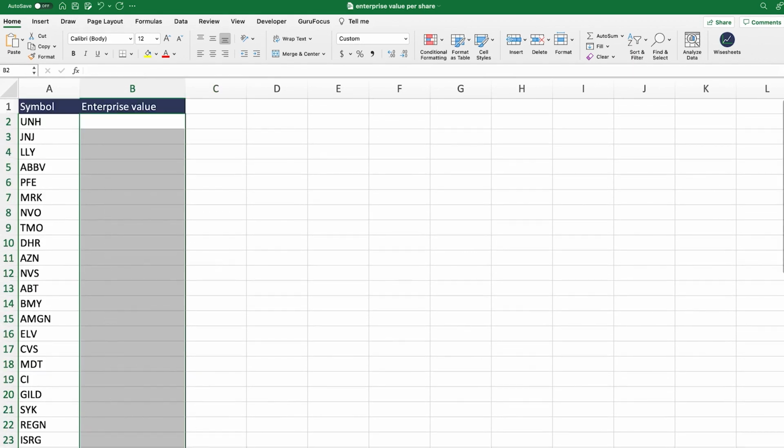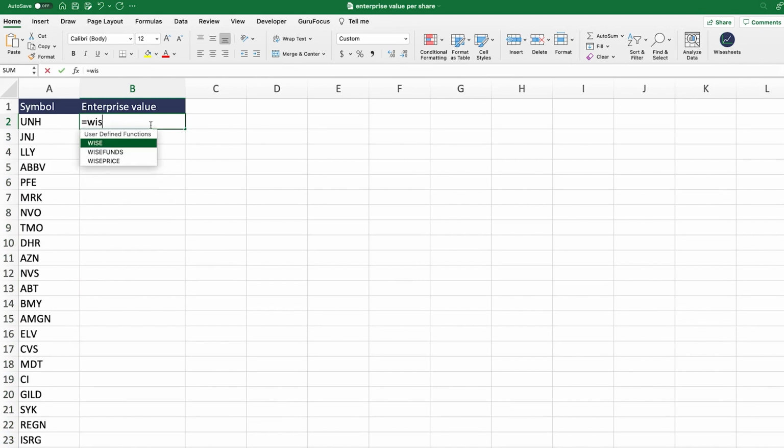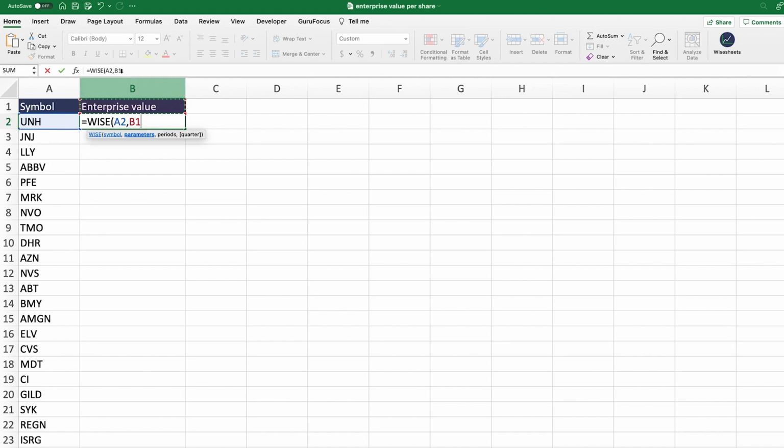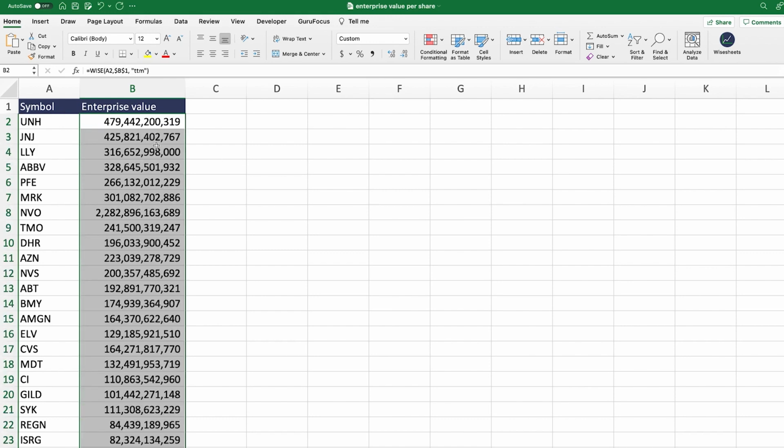And we're going to go back and enter the WISE formula. The only difference here is we enter the same symbol, lock in the cell, and instead of having a specific year, we enter TTM as the period. TTM means the trailing 12 months. So this is going to give you the latest value, the latest market cap, the latest cash, the latest debt value, so that you can compare these companies in real time. Once you do that, you can just double click here and now you'll have all the data.